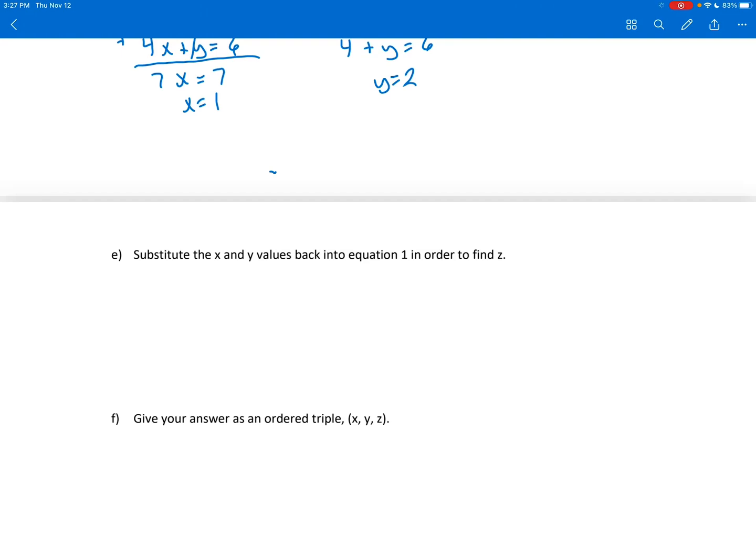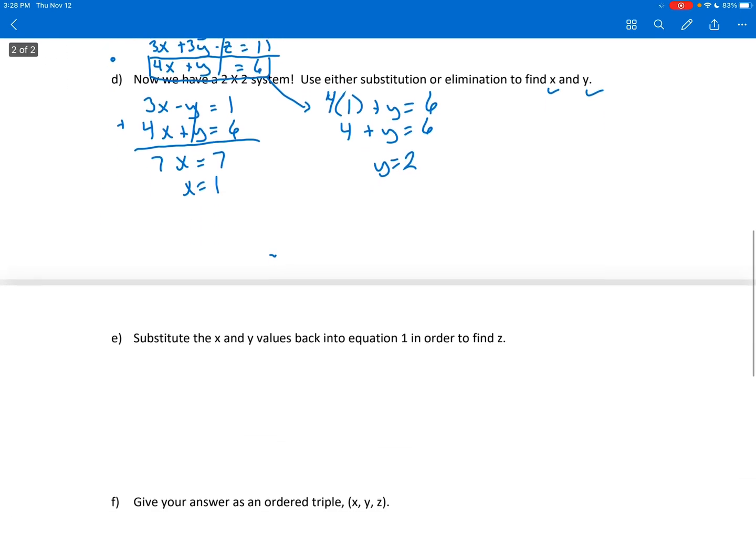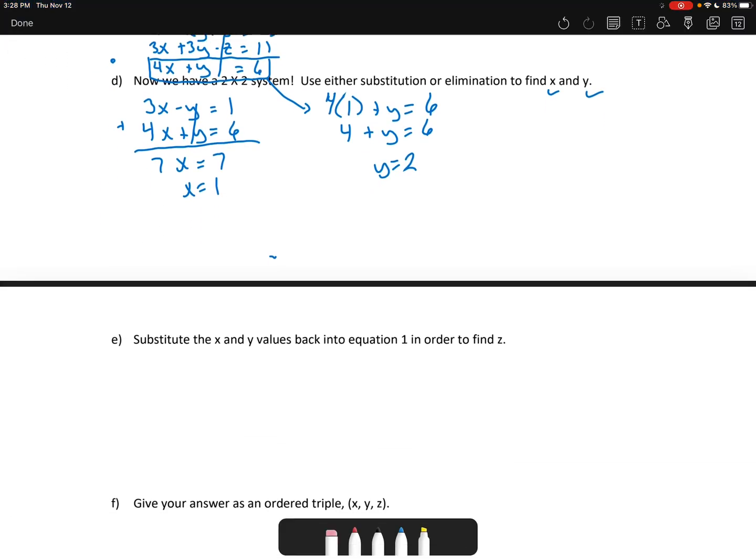So I've already predetermined that I would like to use equation 1. Again, why did I choose that? I'm solving for z. So it appears to me, in my own opinion, that the easiest way to solve for z would be to use the one that already has the positive coefficient. So that equation, just to remind us, is x minus 2y plus z equals negative 5. We've found that x is 1, y is 2. So sub that in. 1 minus 4 plus z equals negative 5. Negative 3 plus z equals negative 5.